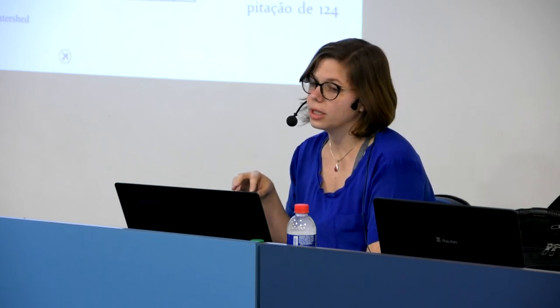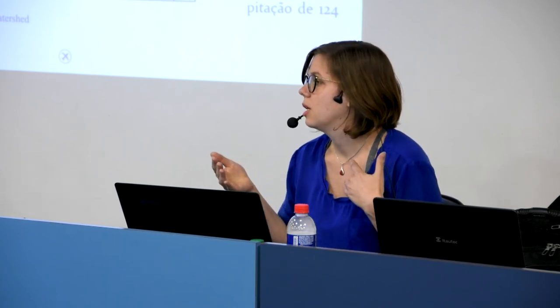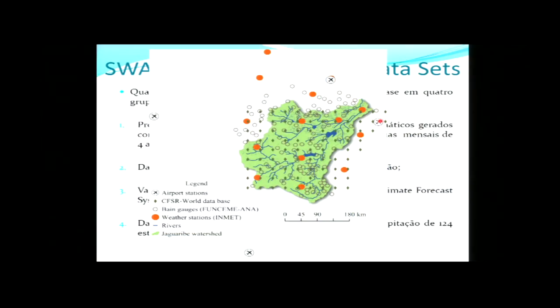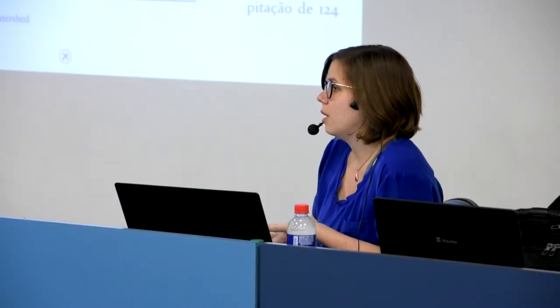Because for our watershed, we had a lot of missing data for the weather stations. And also our statistics for the weather generator were only based on these four airport stations here, so that didn't capture it very well. So since we didn't have a lot of data for this region, what we found is that it was better to use the CFSR global data for the weather, and then use the local rain gauges for precipitation.